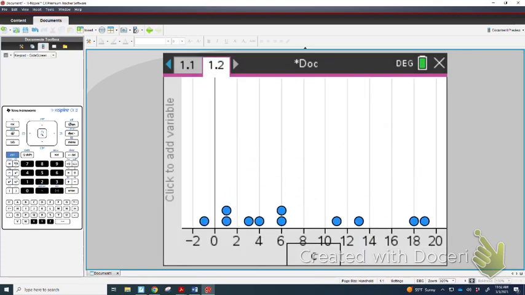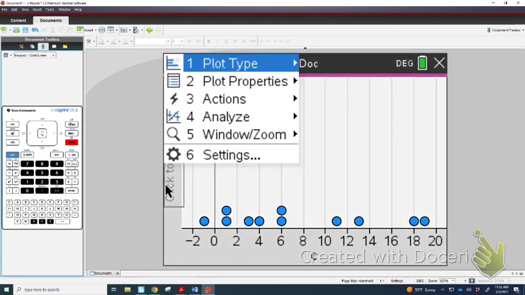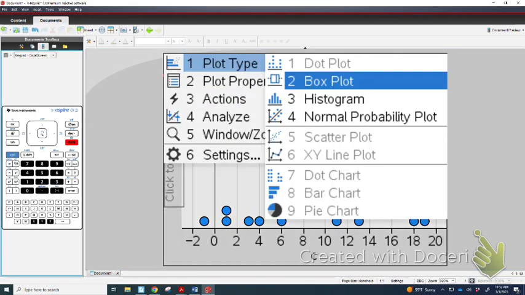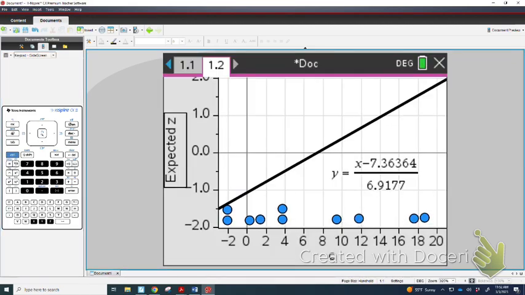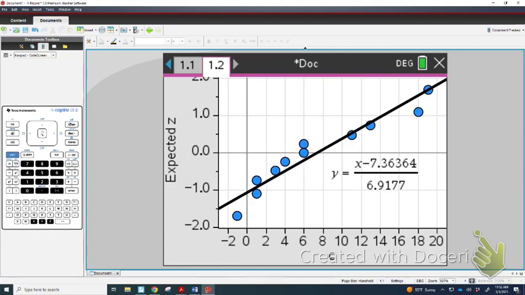Maybe I should have called it diff, but oh well. There's a dot plot. It's not really symmetric, but it's not significantly skewed. If you're really nervous, change the plot type to normal probability plot, and it puts those on the bell curve, and those dots are all pretty close to the bell curve, because the black line is the bell curve. And so we can say it's approximately normal.